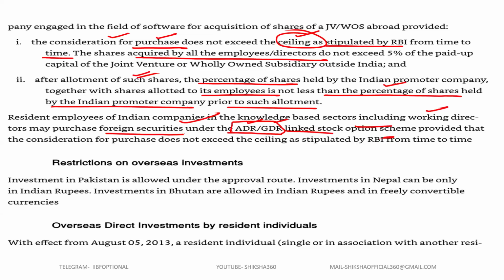Okay. So next one, that is the last one, the restriction on overseas investment. Investment in Pakistan is allowed under the approval route. Investment in Nepal can only be in Indian rupees. Clear? You have to remember, investment in Pakistan, is it allowed or not? Yes, it is allowed, but under the approval route as per the guidelines. And investment in Nepal only in Indian rupees. And investments in Bhutan are allowed in Indian rupees and also in freely convertible currencies. Clear?